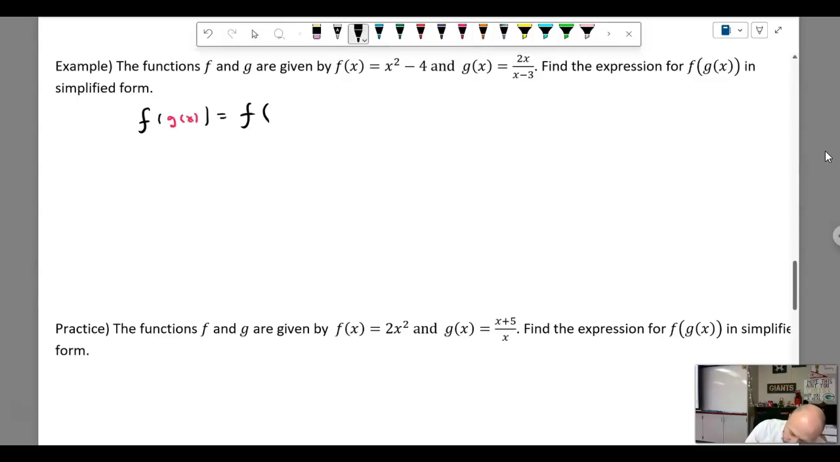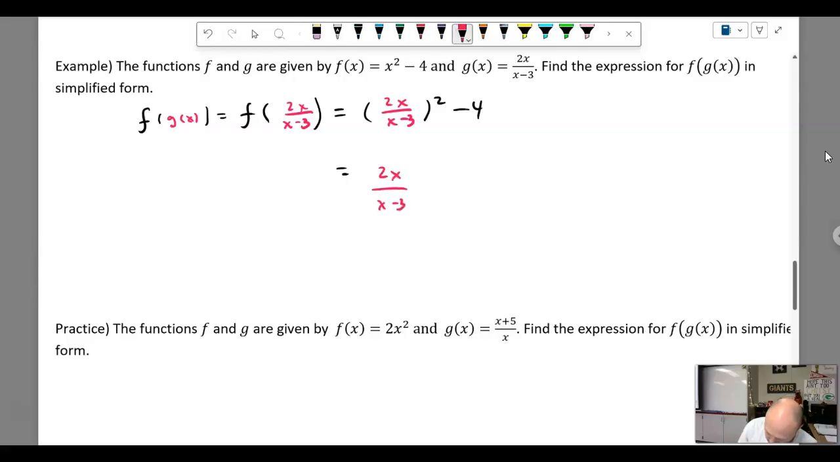And so what I'm going to do is take g, which is 2x over x minus 3, and plug that into f. And f is x squared minus 4. So I'm just going to plug in 2x over x minus 3. What this looks like is 2x over x minus 3 times 2x over x minus 3, minus 4. So let's do some simplification here.